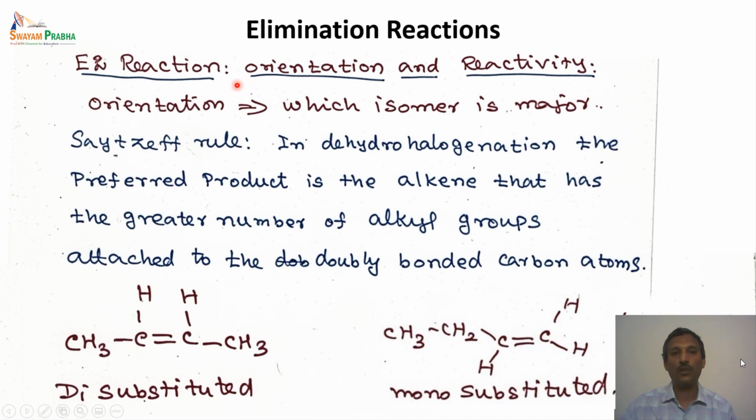Let us look at the orientation and reactivity of the E2 mechanism. What is the orientation? Which isomer is the major one? That is what is called orientation. We have something called the Saytzeff rule. In a dehydrohalogenation, the preferred product is the alkene that has the greater number of alkyl groups attached to the doubly bonded carbon atoms. This is what is called the Saytzeff rule. We will see an example with the disubstituted and monosubstituted alkenes, and then you will understand it.